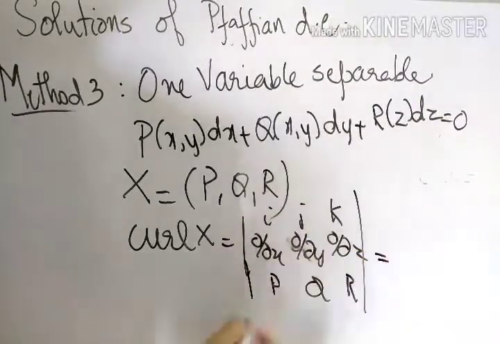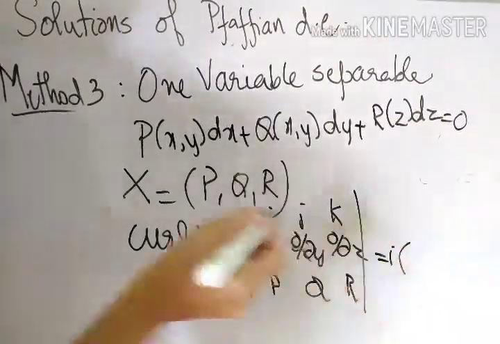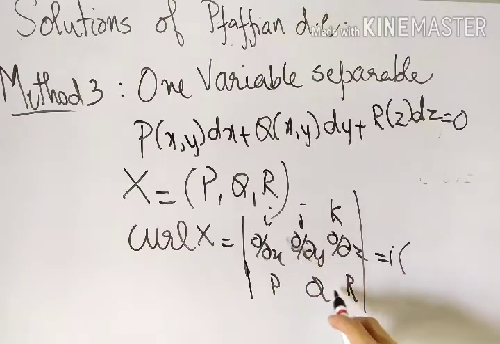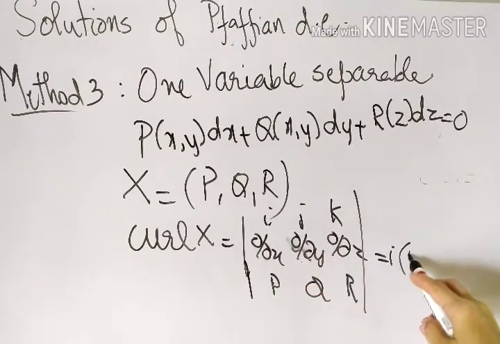Let's compute this curl. When you compute this curl, we'll have i into, if you just try here, this R is a function of z alone. So when you are taking the derivative with respect to y, you will get a 0.